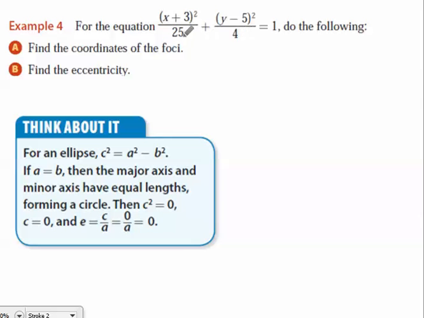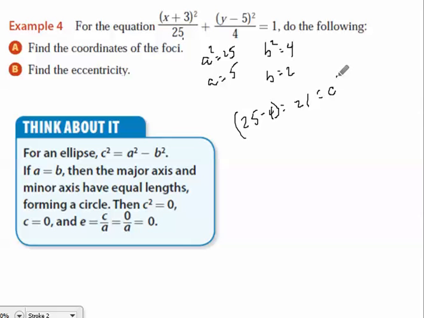Here we've got an equation. My a squared is 25, so a is going to be 5. Okay, my b squared is equal to 4, so b is going to be equal to 2. So I'm going to find the coordinates of the foci. Okay, well, to do that, I've got to find c. That means I'm going to take 25 minus 4, and that's going to be 21, and that's going to be equal to c squared. So c is going to be equal to the square root of 21.